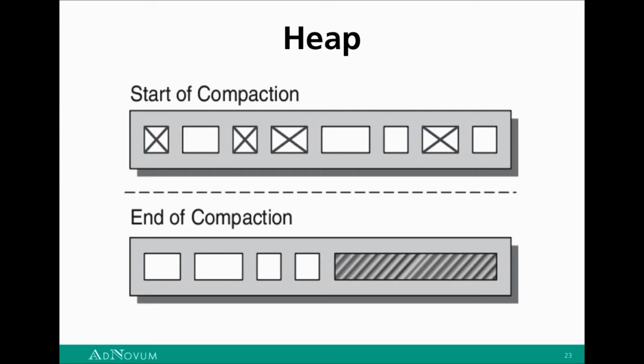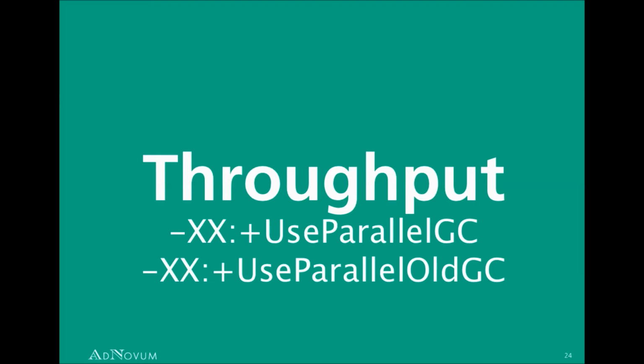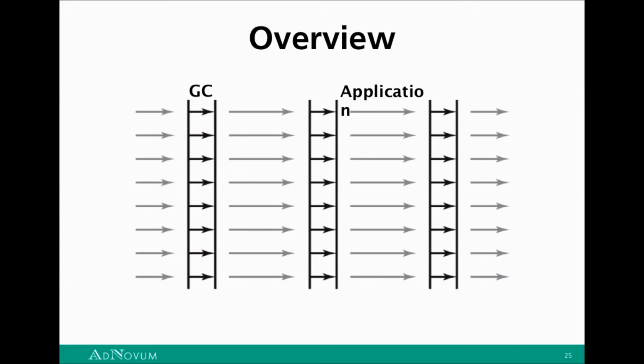And that's all I'm going to talk about the serial collector, because you're probably not going to see it too much. And the reason for that is because the throughput collector is pretty much the exact same thing, except it does all of this with multiple threads. So you have, again, the flags you need to enable this if you want. And the diagram is fairly straightforward.